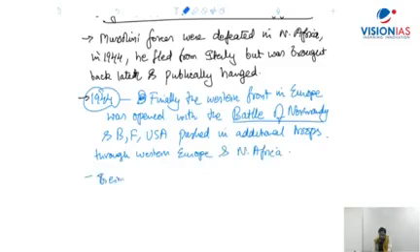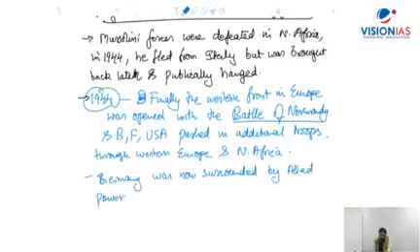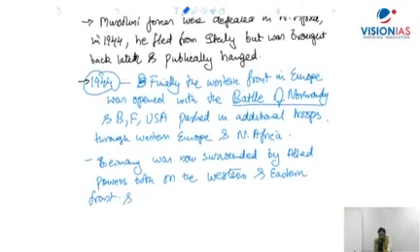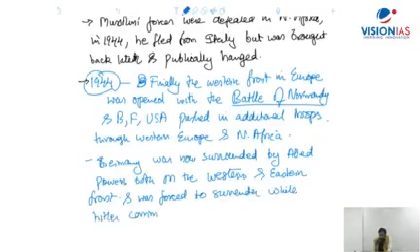Germany was now surrounded by allied powers, both on the Western and Eastern Front, and was forced to surrender, while Hitler committed suicide.